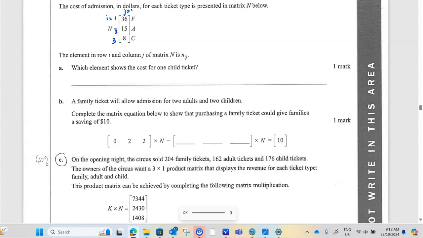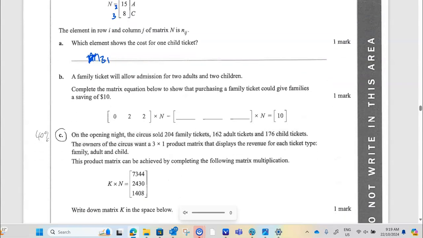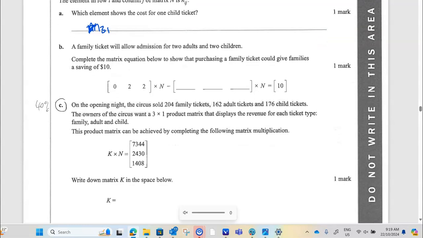So if the element in row I and column J of the matrix is N_IJ, which element shows the cost of the chicken? That would be I equals 3, so you'd go N3,1, like that. Okay, so the family tickets will allow admission for 2 adults and 2 children. Complete the matrix below to show the purchasing price.